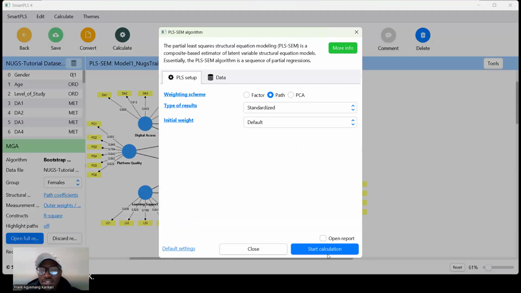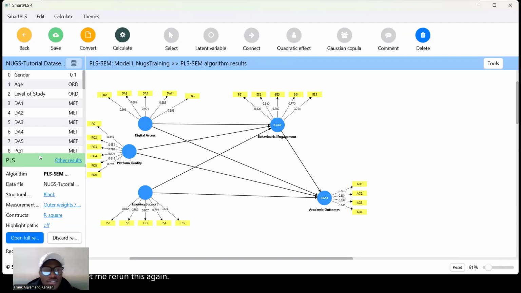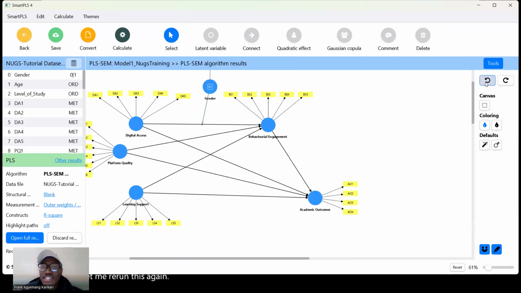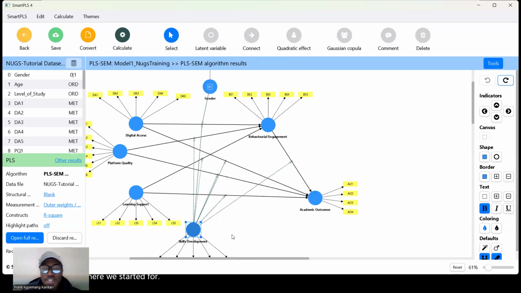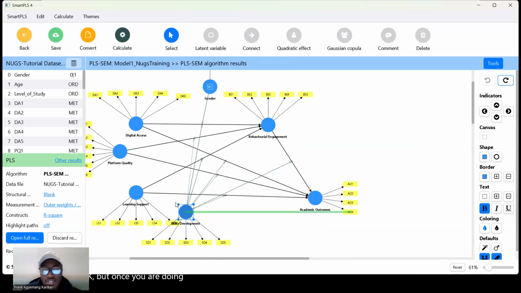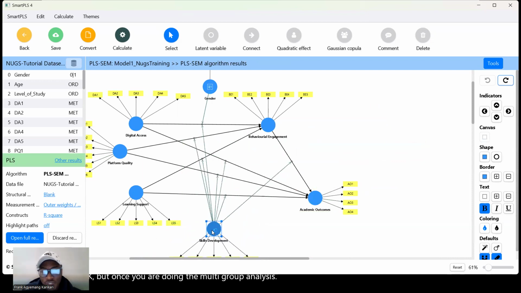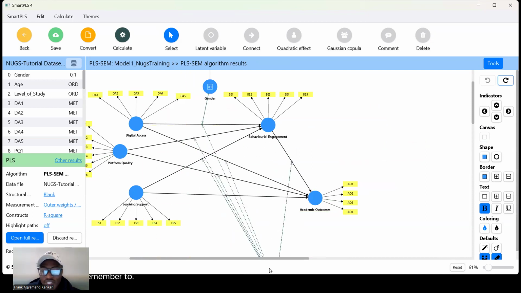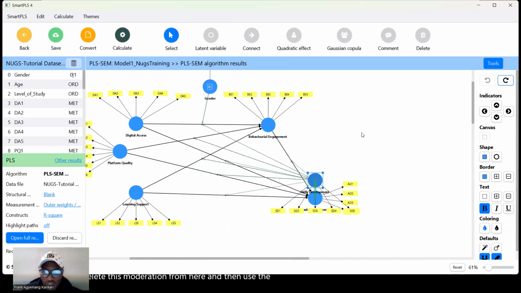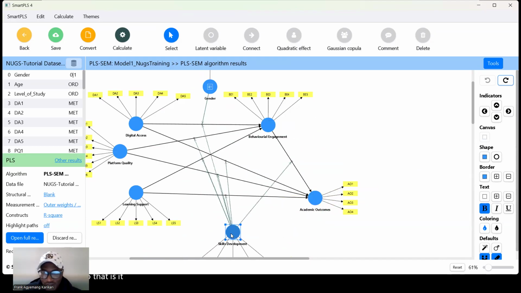Let me rerun this again. So you can see that I deleted the moderation. So let me undo so that we can come back to where we started from. Okay. But once you are doing the multi-group analysis, remember to delete this moderation from here and then use the groupings. Okay. So that is it. That is what is very important.